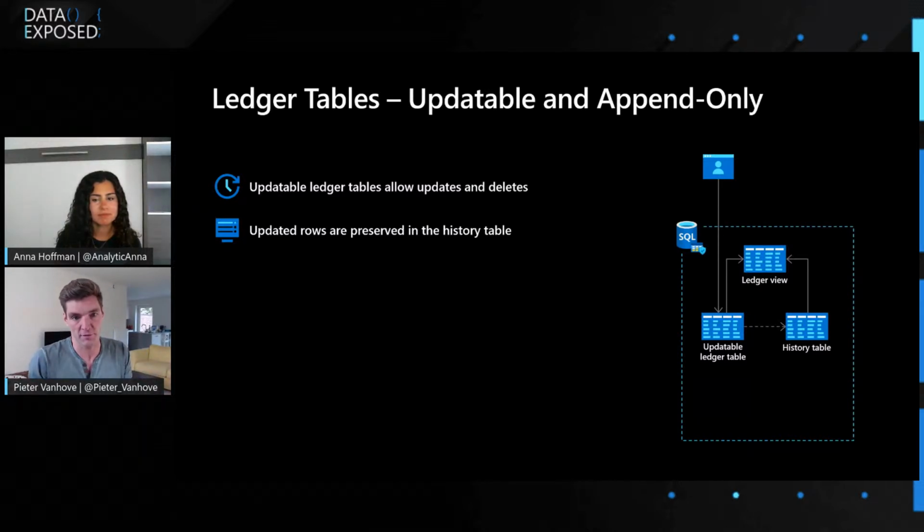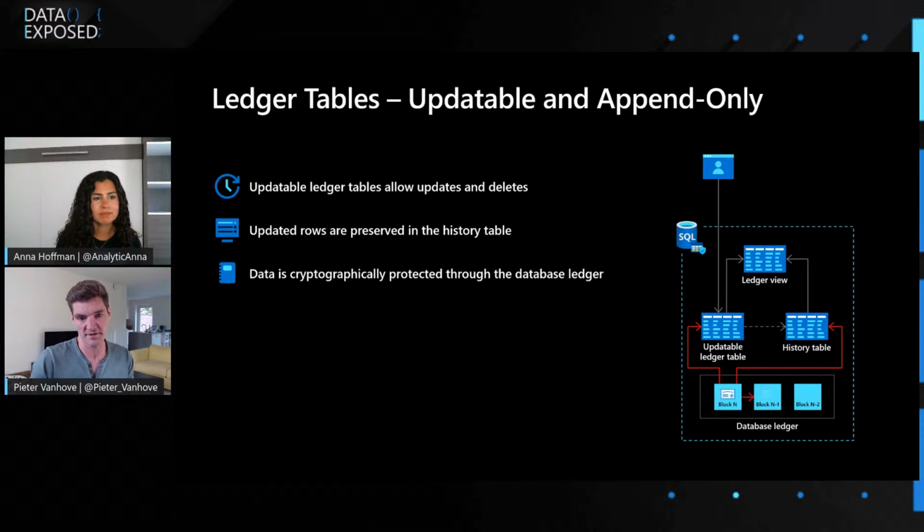Now, this is how we keep track of what has changed in the updatable ledger table, but where do we get that cryptographic proof from? Well, the data is cryptographically protected through what we call a database ledger. So every row in a transaction is going to be hashed. And then every 30 seconds, we're going to hash all these transactions into what we call a root hash. And we're going to add the hash of the previous root hash to that. So we're basically building a blockchain. So we have the first hash of all the transactions, and then we're going to link it to the next hash of the next 30 seconds.